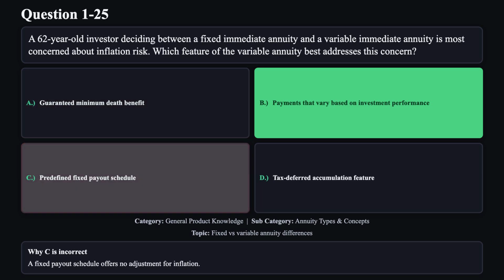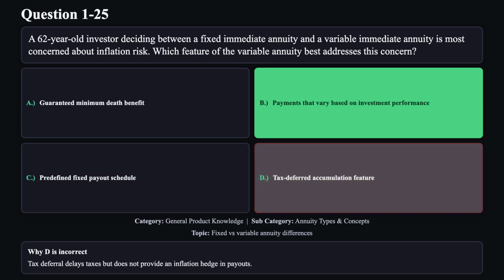Reason C is not correct. A fixed payout schedule offers no adjustment for inflation. Reason D is not correct. Tax deferral delays taxes but does not provide an inflation hedge in payouts.